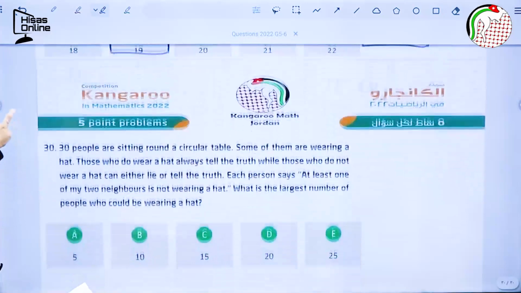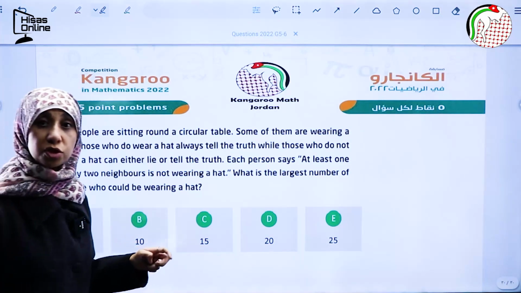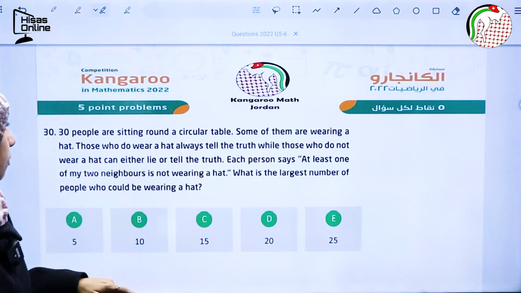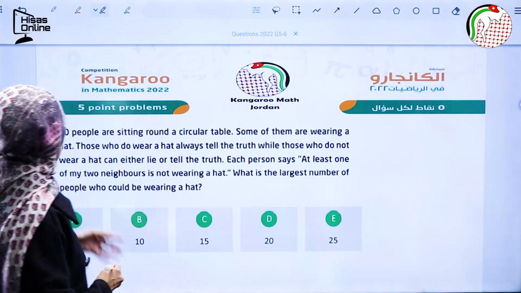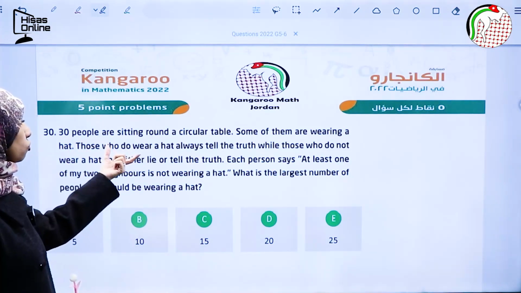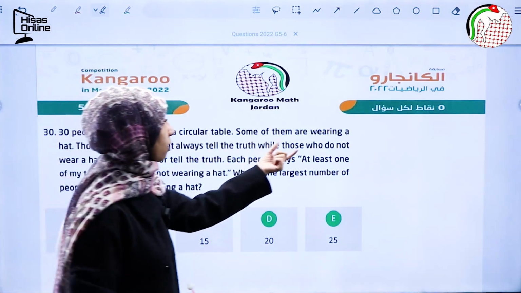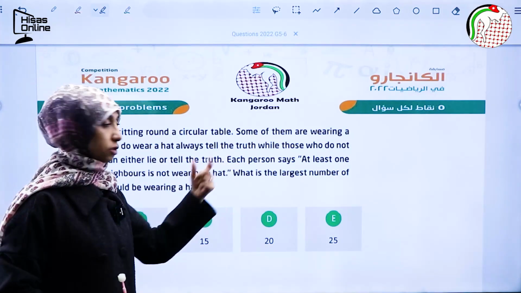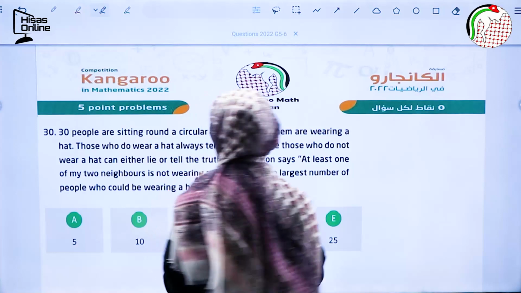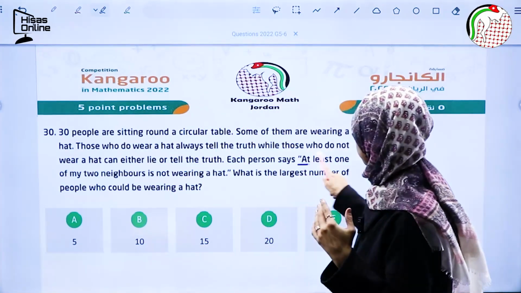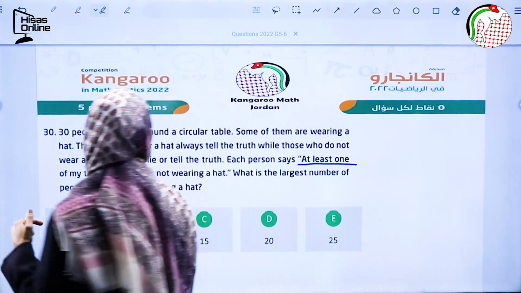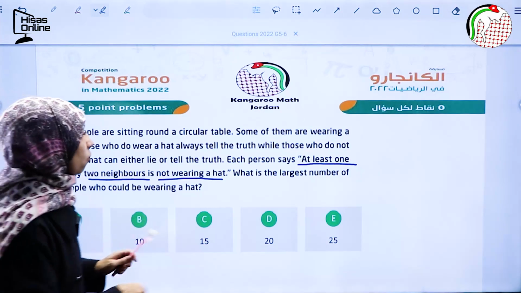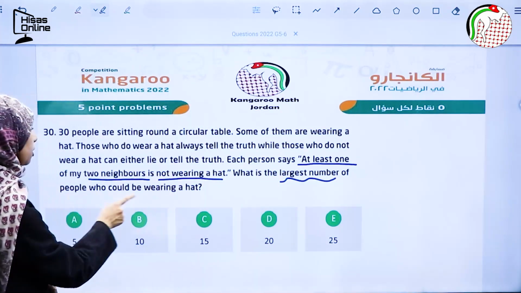And the last question in this group for 2022 is question 30. 30 people are sitting around a circular table. Now, some of them are wearing a hat. Those who do wear a hat always tell the truth, while those who do not wear a hat can either lie or tell the truth. Now, each person says, at least one of my two neighbors is not wearing a hat. So, what's the largest number of people who could be wearing a hat?